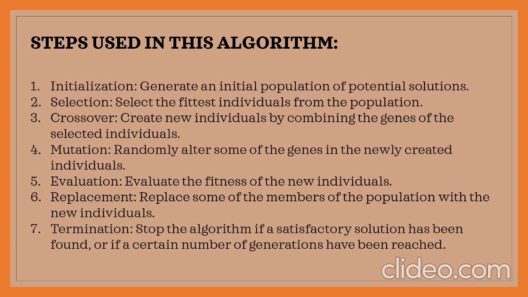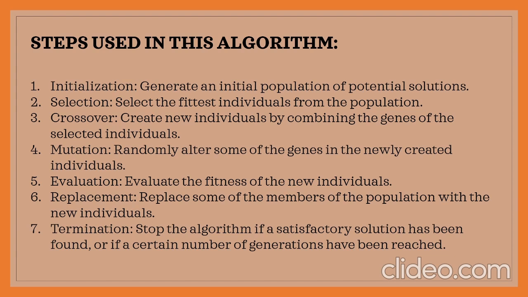What are the steps used in this algorithm? First one, initialization. Generate an initial population of potential solutions. When a problem is given, we should select the population. When we select the initial population, from those we will select the fittest individuals from the population. We will select the fittest ones from the given selected ones.